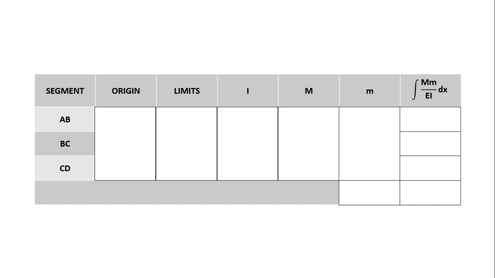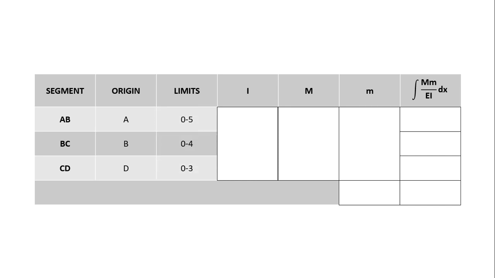So, we have 3 segments, AB, BC, and CD. So, as mentioned a while ago, ang origin natin sa AB ay point A, kay BC naman si point B, kay CD naman si point D. For the limits, since AB is 5 meters, so 0 to 5, BC, kalintay kay B, 0 to 4, and CD from point D, 0 to 3. Then the moment of inertia involved, sabi ko nga kanina, dun sa figure natin, twice yung moment of inertia ng segment AB doon sa BC and CD.